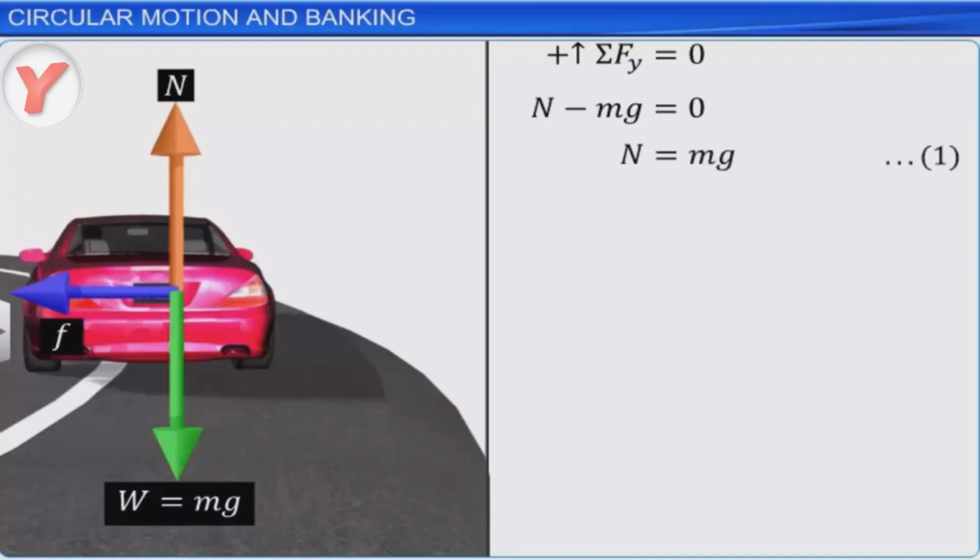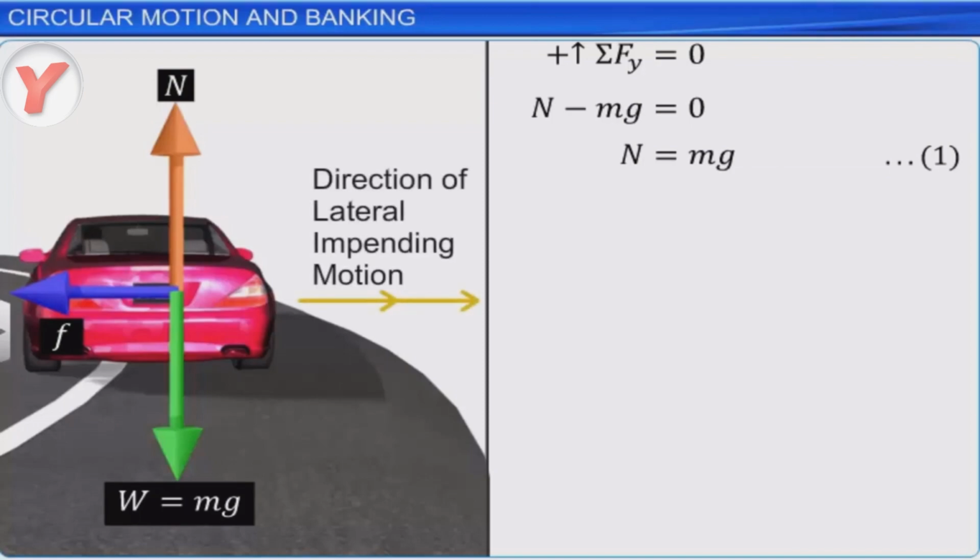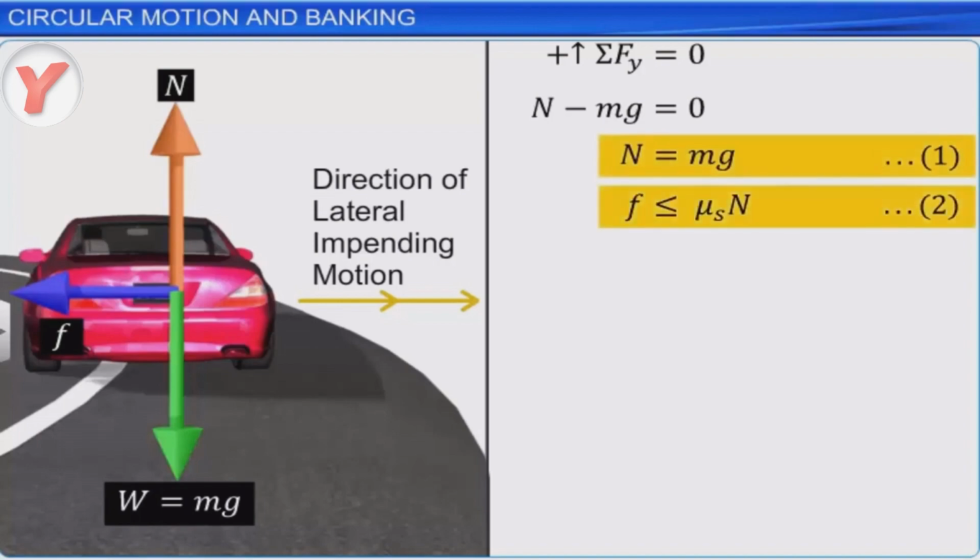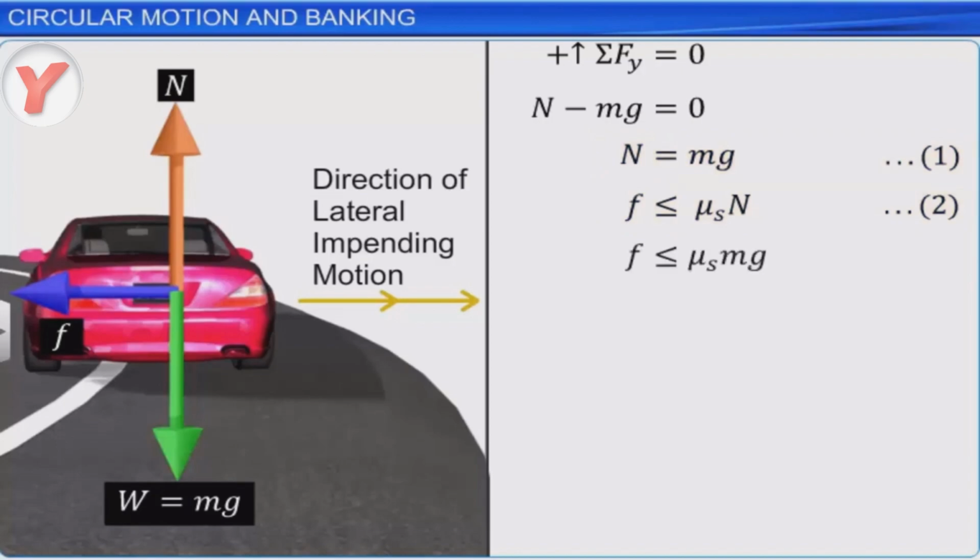The static frictional force between the tires and the surface of the road opposes the impending motion of the car in the lateral direction away from the center of the circle. This frictional force, F, is less than or equal to the product of the coefficient of static friction, mu s, and normal reaction, N. Let us call this equation 2. Substituting equation 1 in equation 2, we get F less than or equal to mu s mg. Let us call this equation 3.